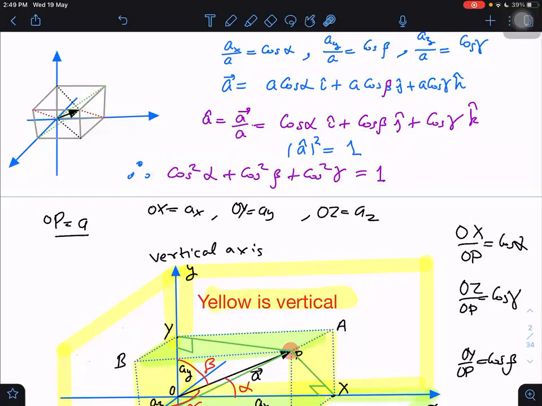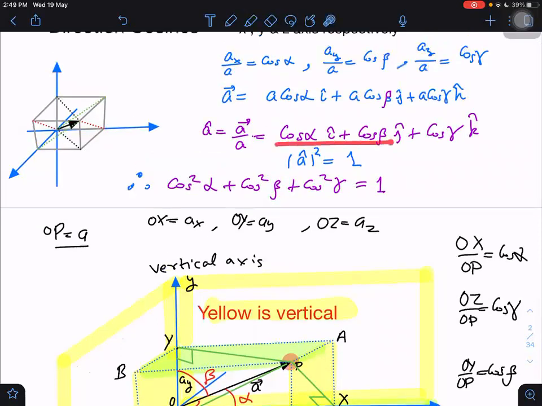Why do we call these direction cosines? Because these represent the direction of the vector. These tell us actually in which direction the vector is pointed. So these are called direction cosines. And what is the sum of the squares of the direction cosines? That is equal to 1. Understood this?